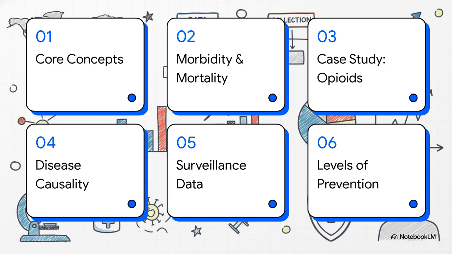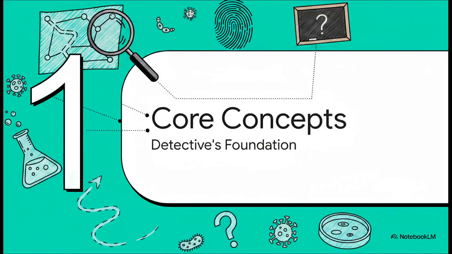We'll quickly cover epidemiology core concepts, learn to measure morbidity and mortality, dive into a real-world case study on the opioid epidemic, map out disease causality, look at surveillance and screening data, and finally, break down the levels of disease prevention. All right, let's kick things off with Section 1, Epidemiology Core Concepts, the Detective's Foundation.